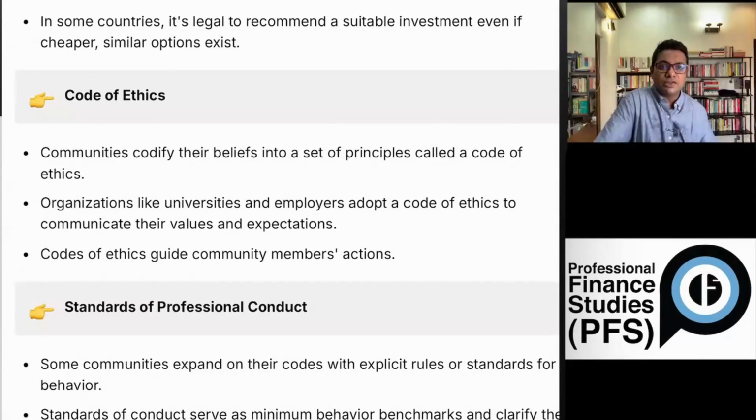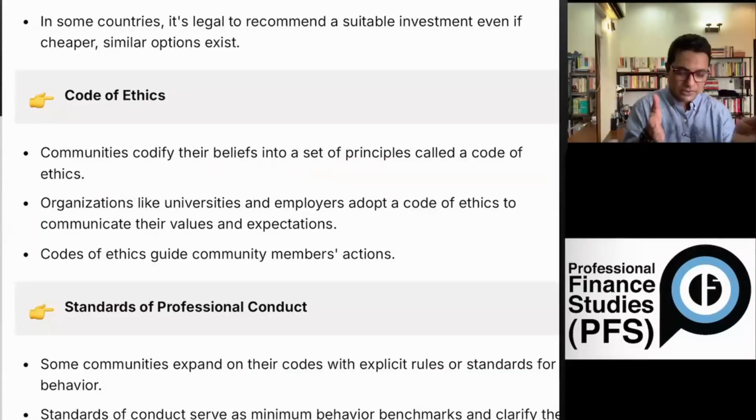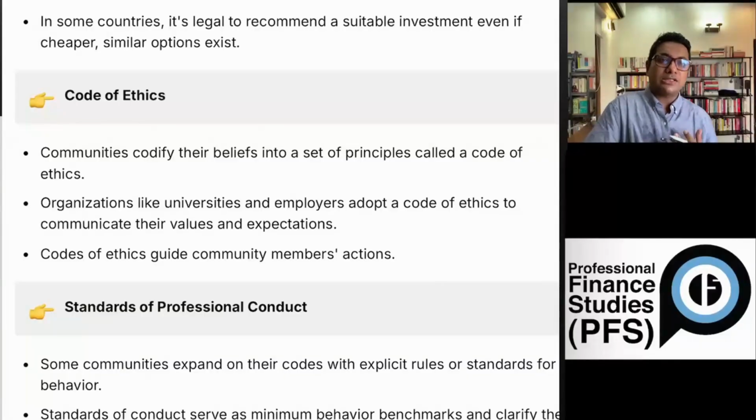Next comes the code of ethics. Communities or societies codify their beliefs into a set of principles. That set of principles is what we call a code of ethics. Organizations like universities and employers adopt a code of ethics to communicate their values and expectations.